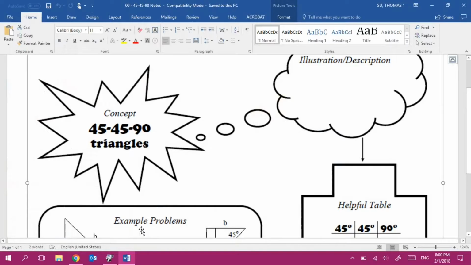The end. Gotcha guys, just kidding. Let's take a look at these notes about the 45, 45, 90 triangle. Oh my goodness, that was so funny.